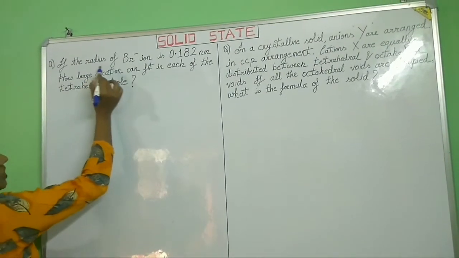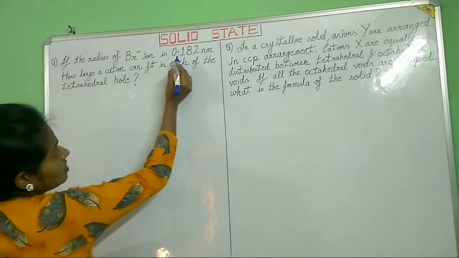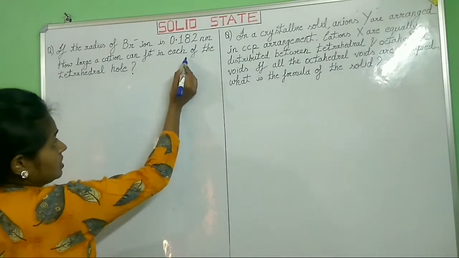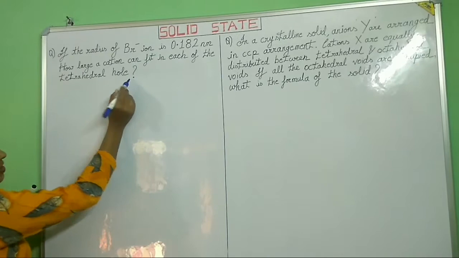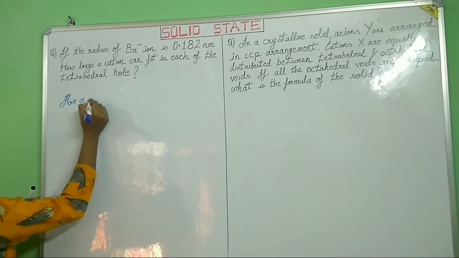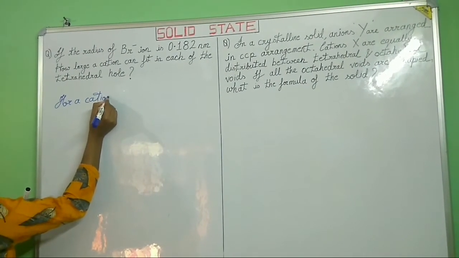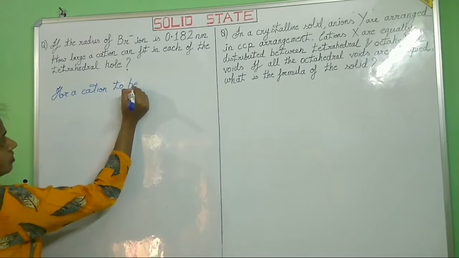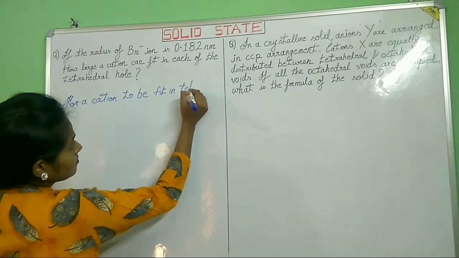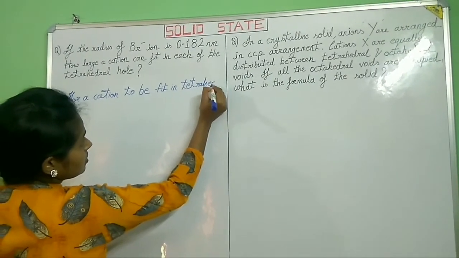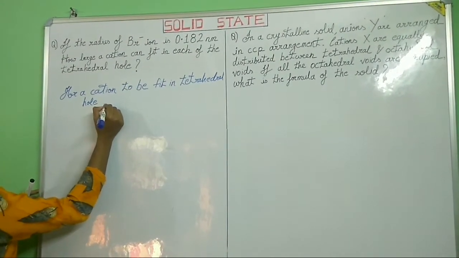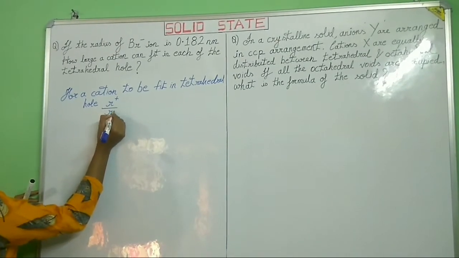That is, if the radius of Br minus ion is 0.182 nanometer, how large a cation can fit in each of the tetrahedral hole? Now, for a cation to be fitted in tetrahedral hole, the radius ratio should be how much?